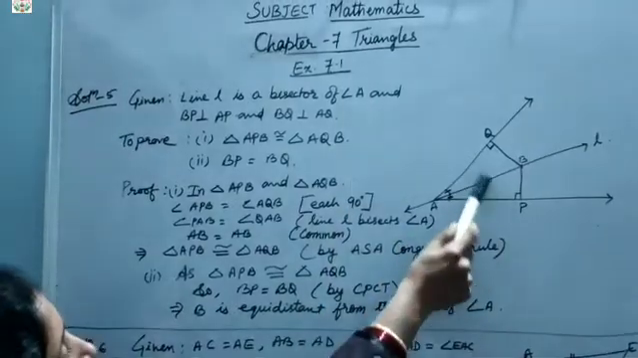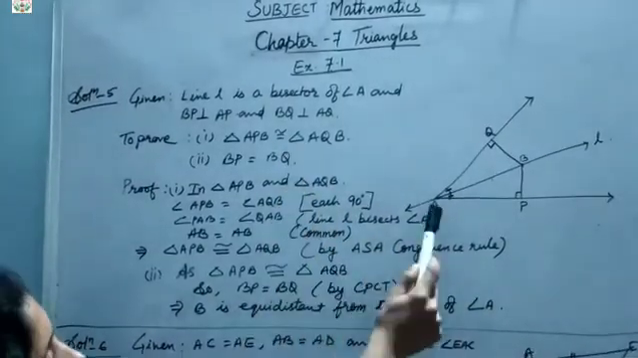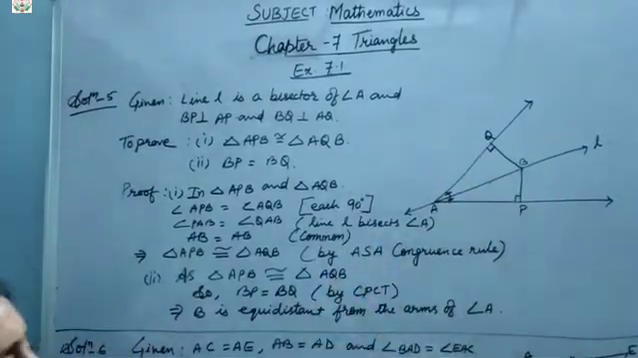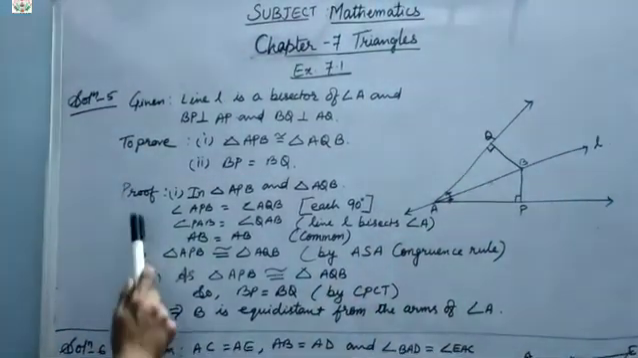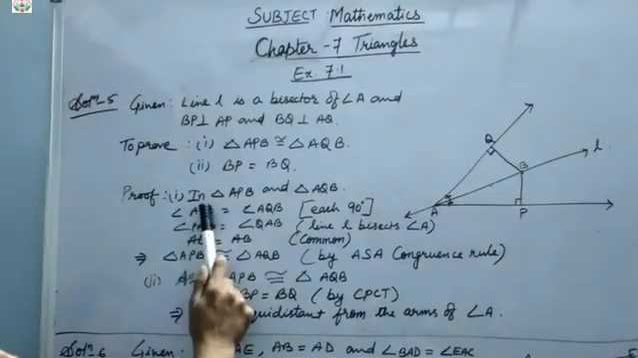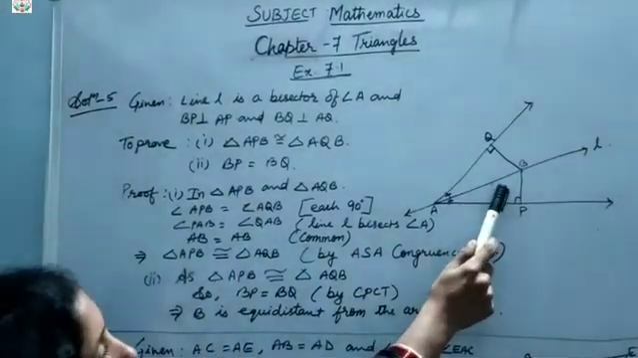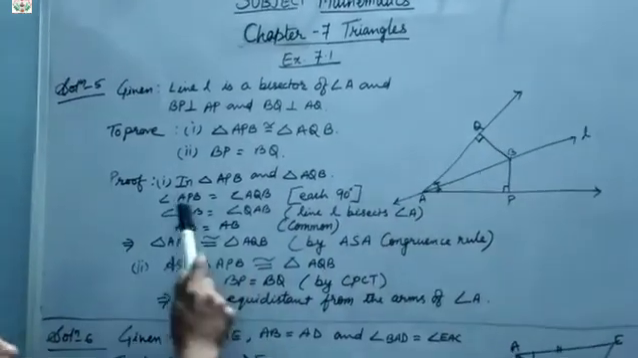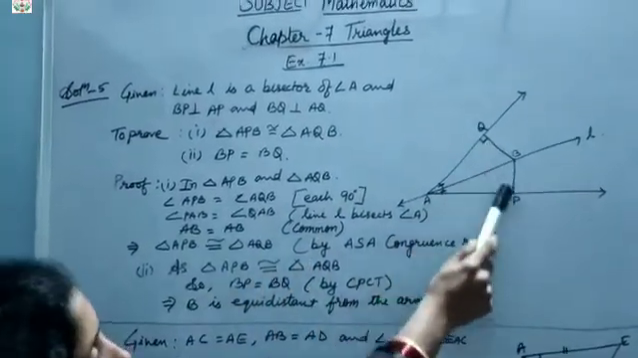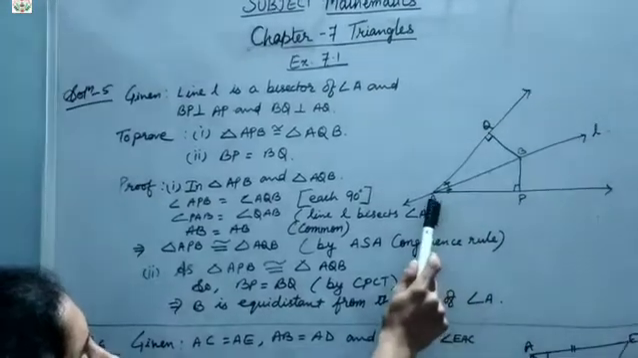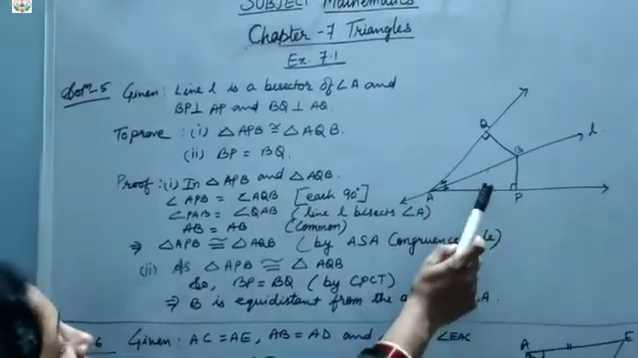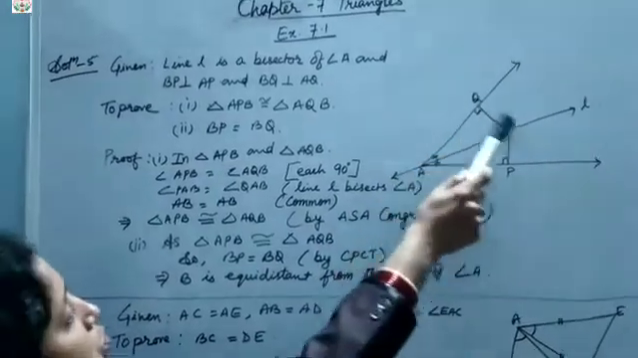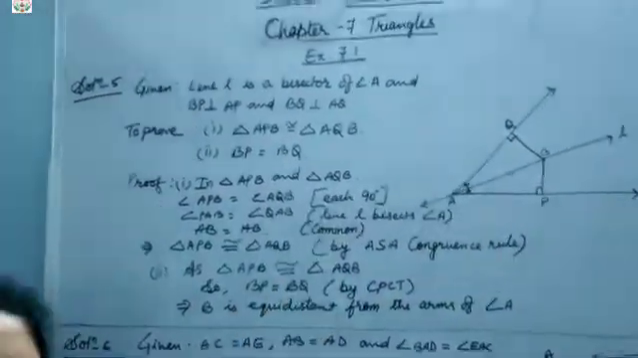These two triangles are congruent, we have to show. And then BP is equal to BQ. This we have to prove. Now, in the proof part, what will you do? In triangles APB and ABQ, in these two triangles, each is 90 degrees, this one perpendicular one. Which one? That is angle APB and angle BQA or AQB, each 90 degrees.